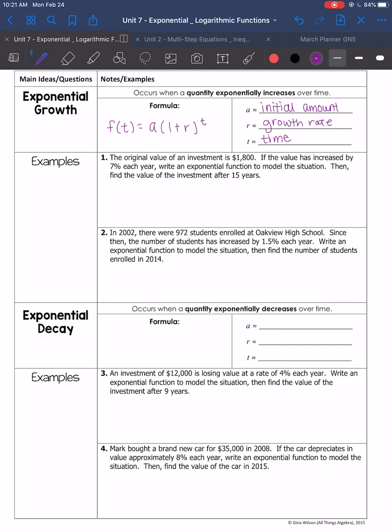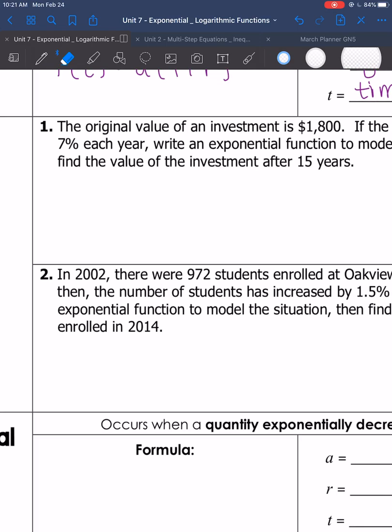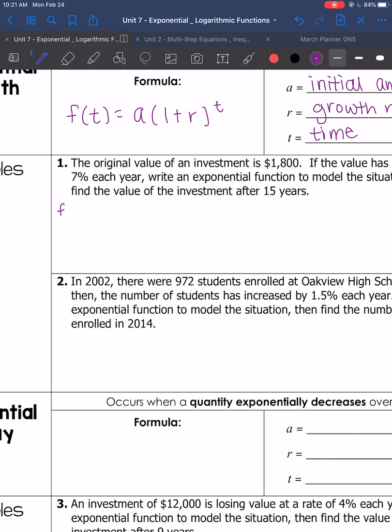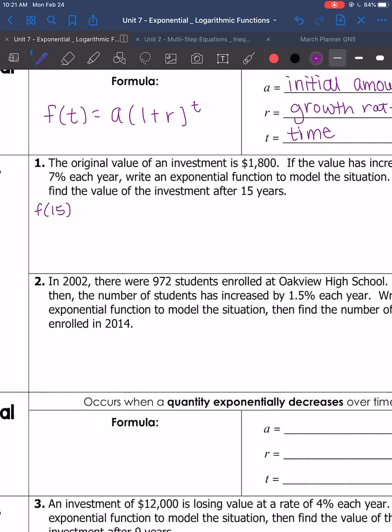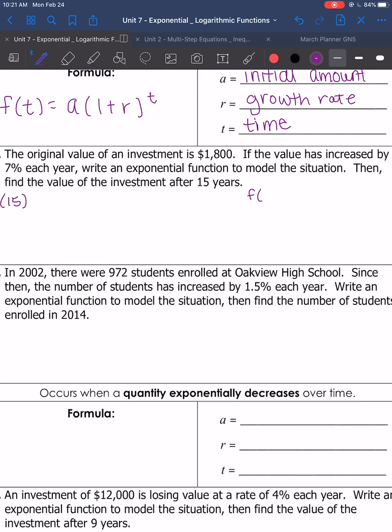So let's do an example. The original value of an investment is $1,800. If the value has increased by 7% each year, write an exponential function to model the situation. Then find the value of the investment after 15 years. So before we do f of 15, because that's 15 years, let's figure out what f of t is.